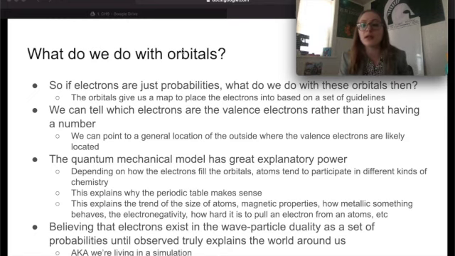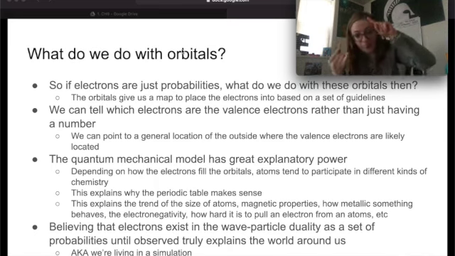And the quantum mechanical model, as I mentioned before, has great explanatory power. Unlimited power! So depending upon how the electrons fill the orbitals, atoms tend to participate in different kinds of chemistry. And in the end, we'll see that this is why the periodic table makes sense, okay? We lined it up based upon the number of protons, but in the end, it was actually the electrons that dictated why the periodic table is set up the way it is.